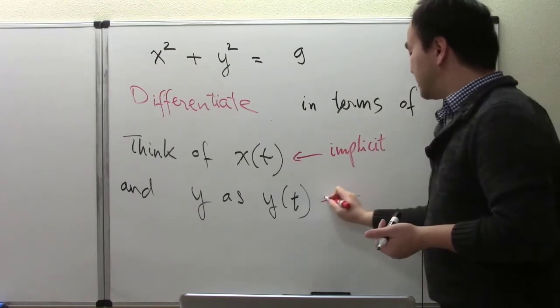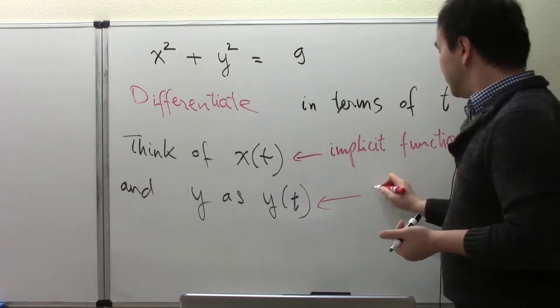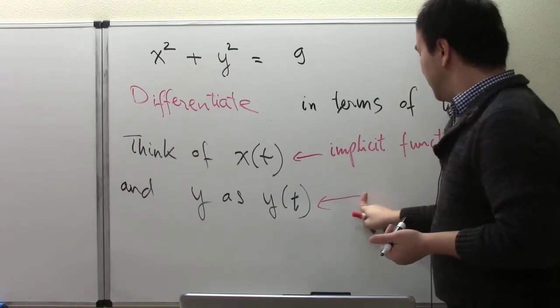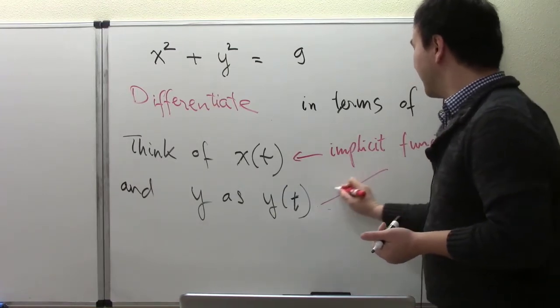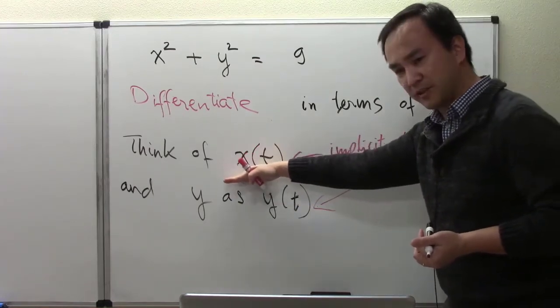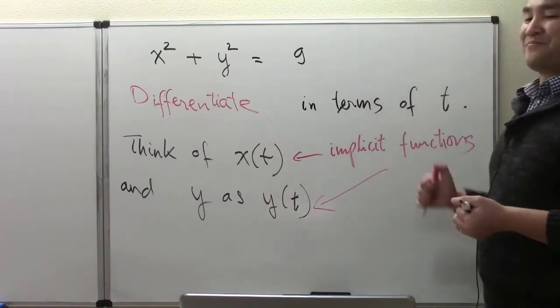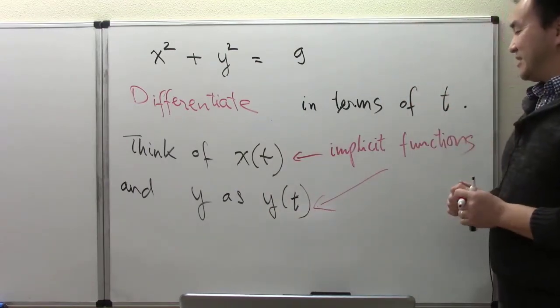Okay, and this is another implicit function. So both of these are implicit functions. So I'm going to use a plural. Both of these, the x is an implicit function of t. The y is also another implicit function of t. Okay, and that's the idea.